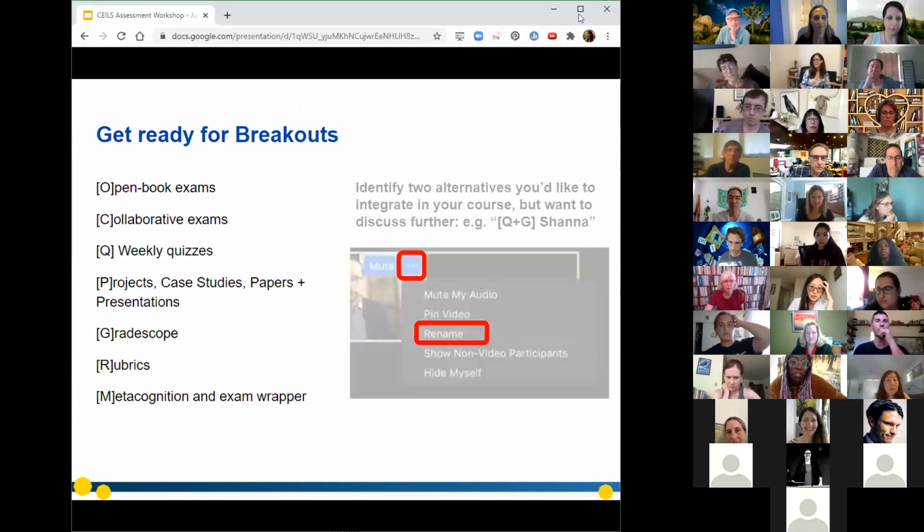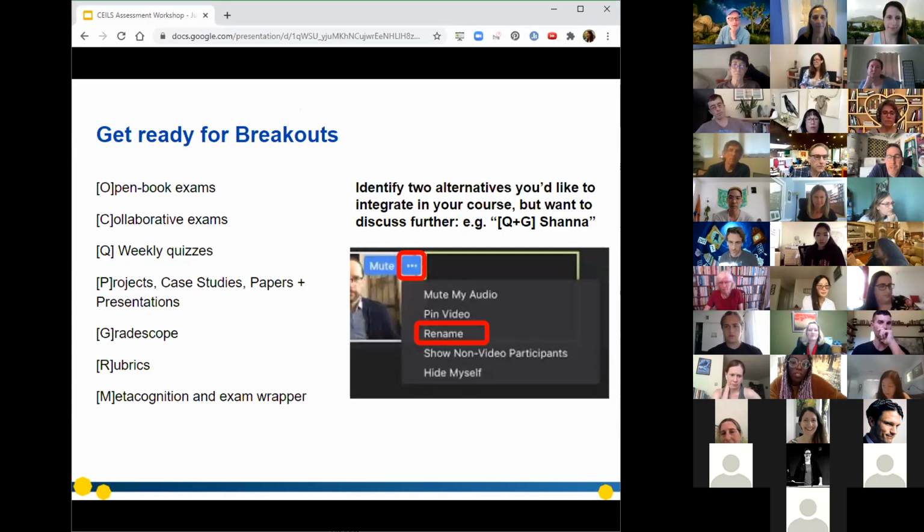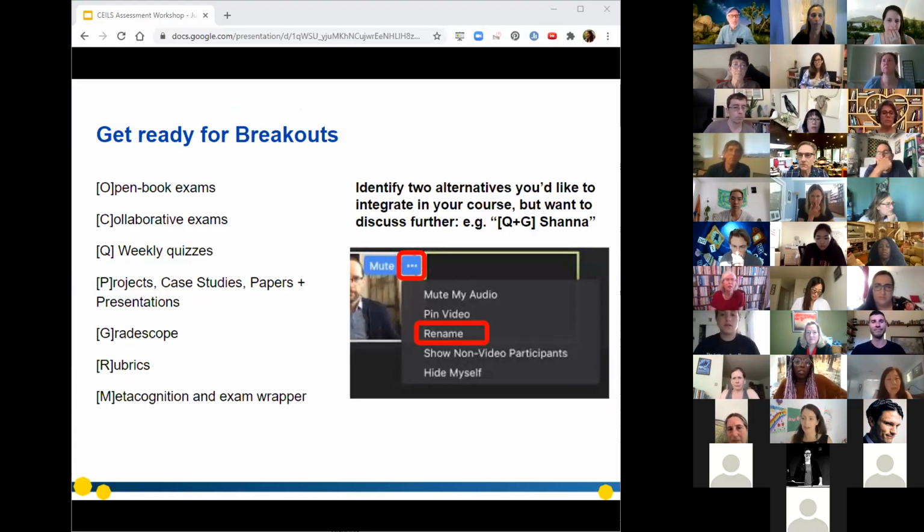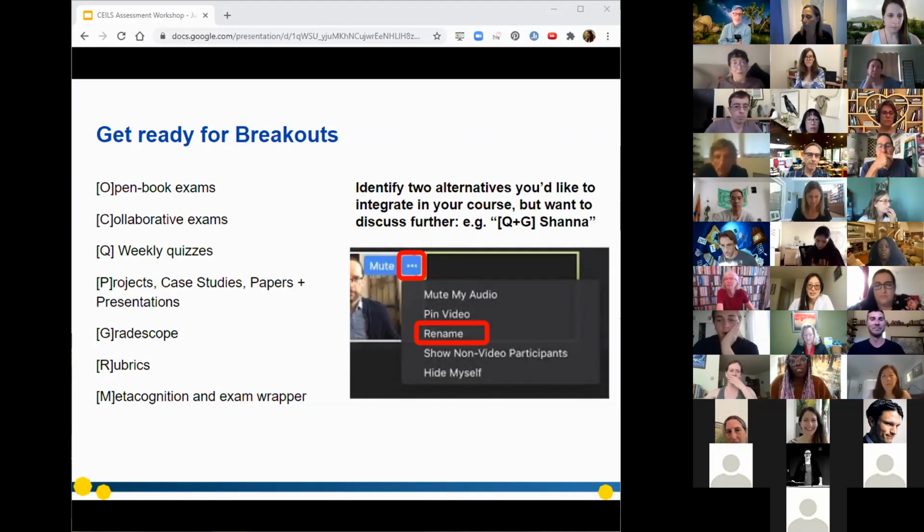So now we're going to get you ready for your breakouts, which means we'll ask you to rename yourself to indicate what you're interested in testing. This is just a quick way to make sure that everyone in your group can see what you're interested in talking about. So, okay, I think we're ready to go to our next breakouts. If Katie's ready to put us there.